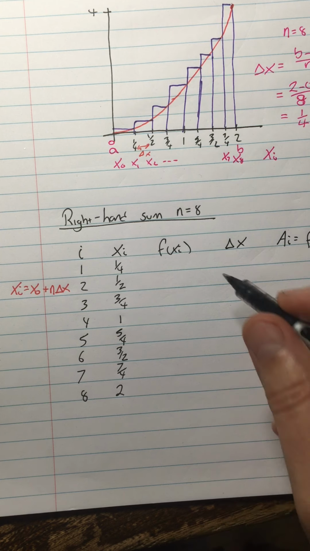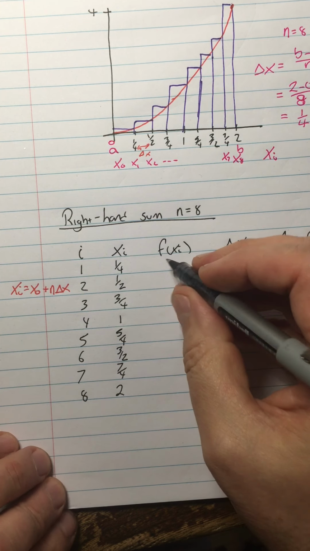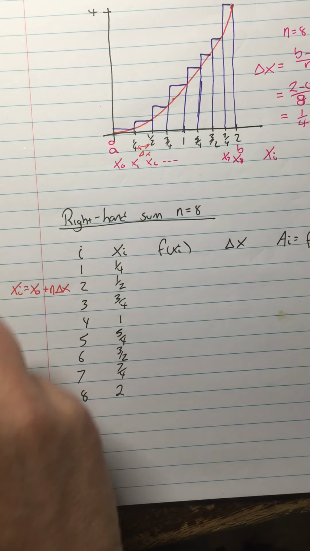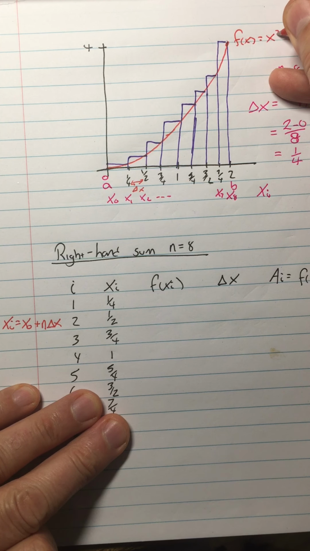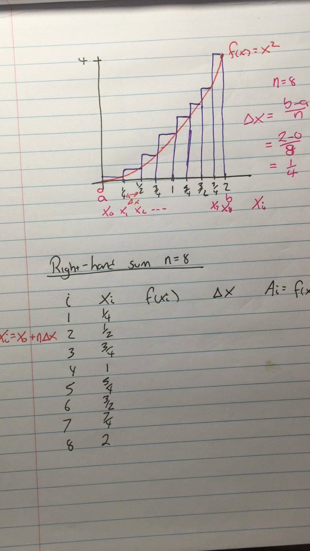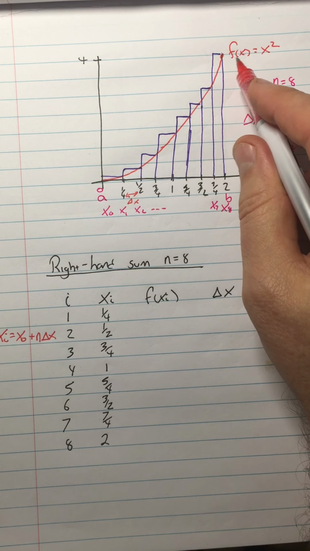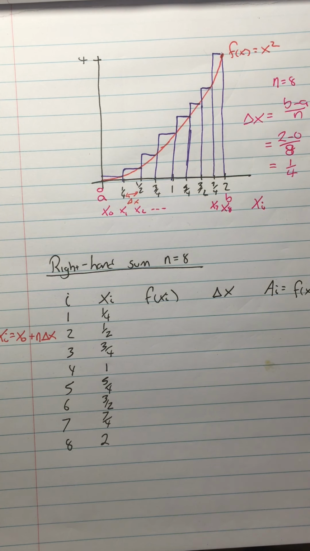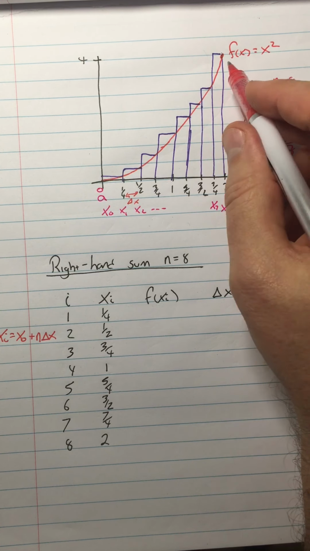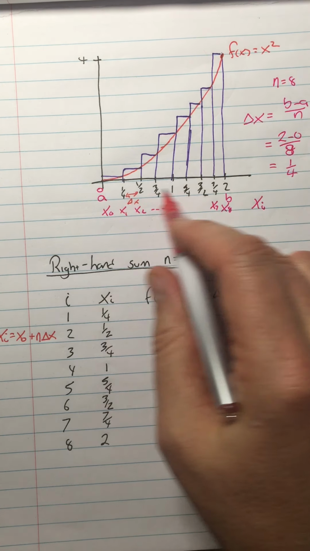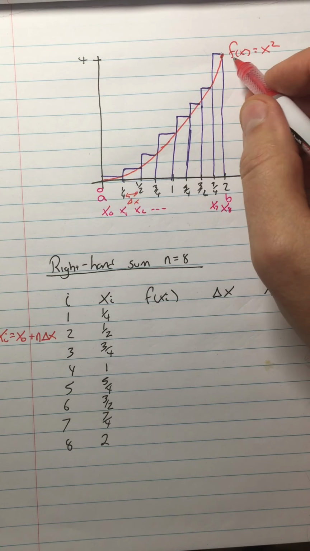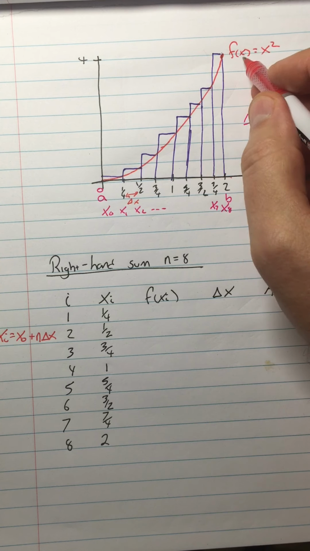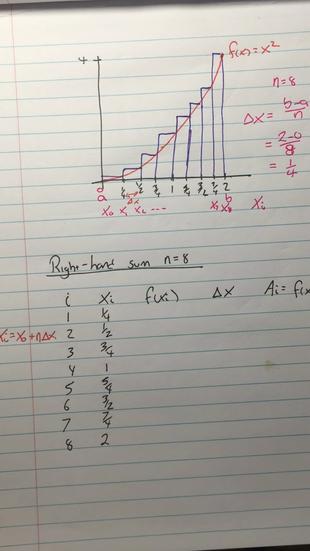Okay, now I need to go through and find out the f of x sub i's. f of x sub i is just x squared, which I didn't write up here. There's f of x equals x squared. And I was also going to mention that I translated the names of the variables. We were calling this v of t equals t squared in our velocity context. I want to generalize the context. So I'm just going to say this is any function f, and I'm going to use the traditional x variable for the horizontal axis. So f of x equals x squared instead of v of t equals t squared.